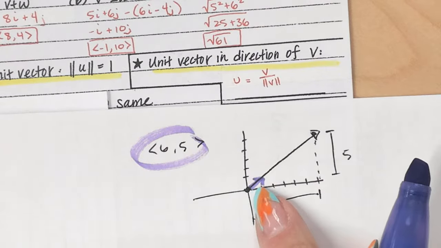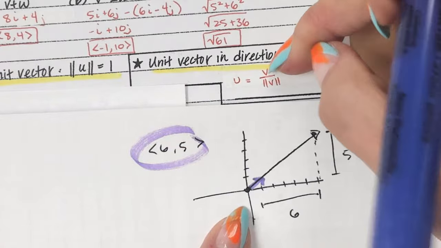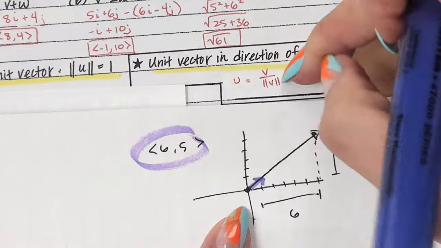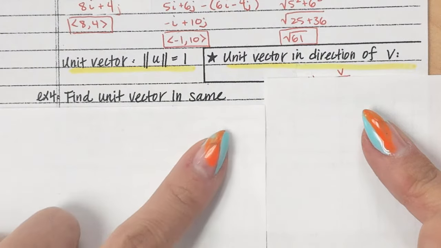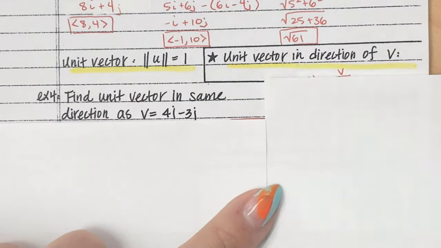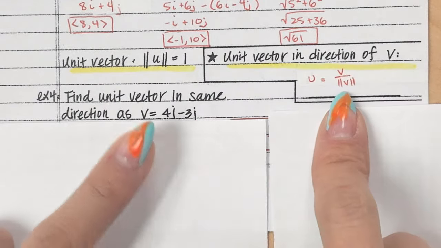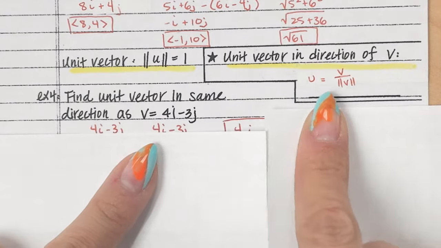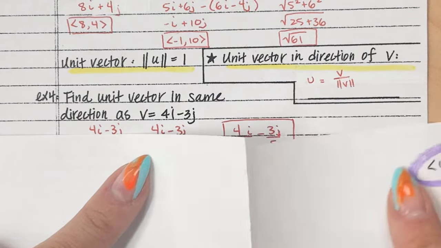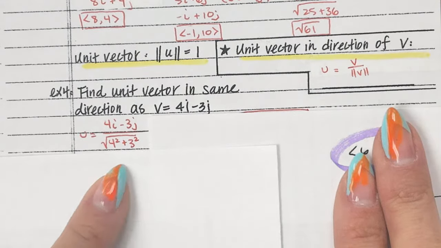Okay, but I want that little unit vector. How would I do that? I would do the vector divided by its magnitude. So let's give that a try. And then we're going to find the unit vector in the same direction as this. So I'm using that formula. It's the vector divided by its magnitude. I need the magnitude. Sorry. I find the magnitude on the bottom.